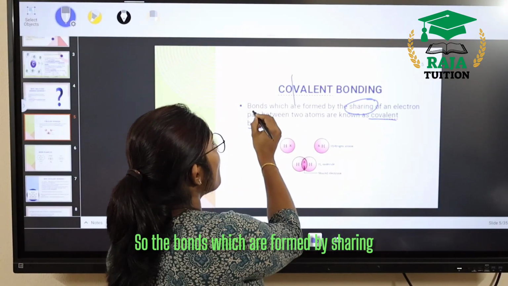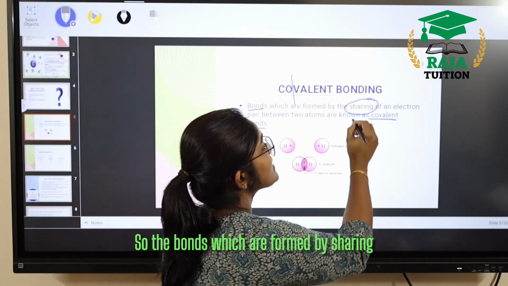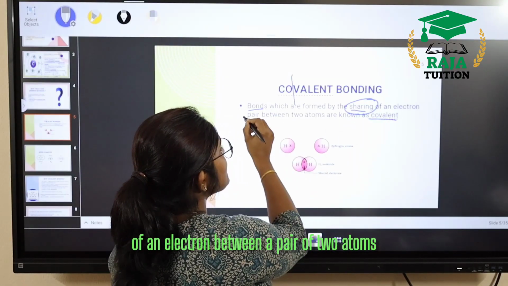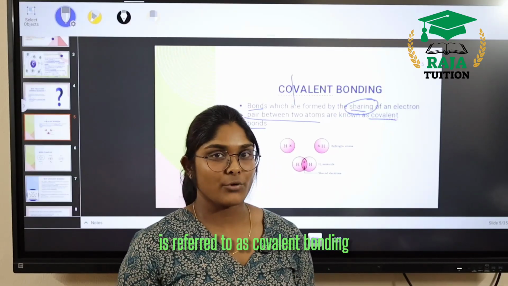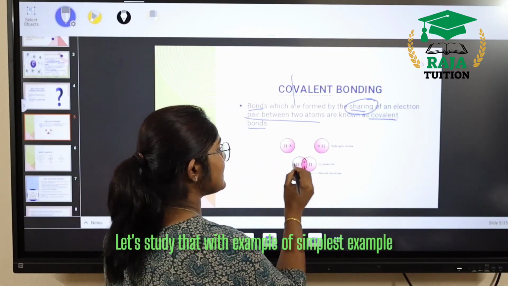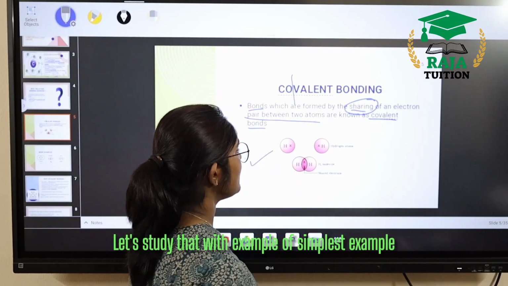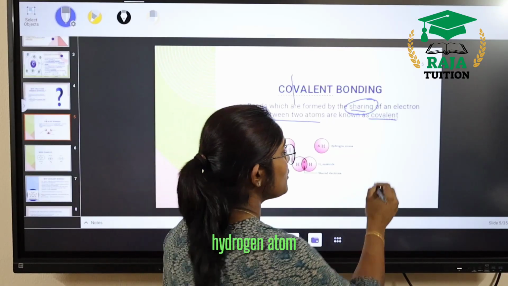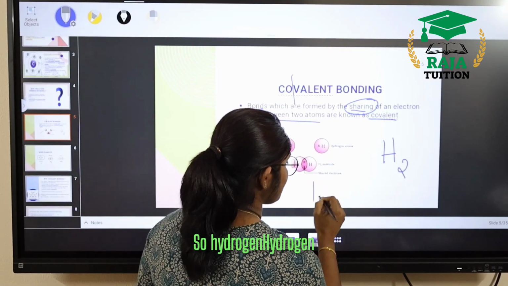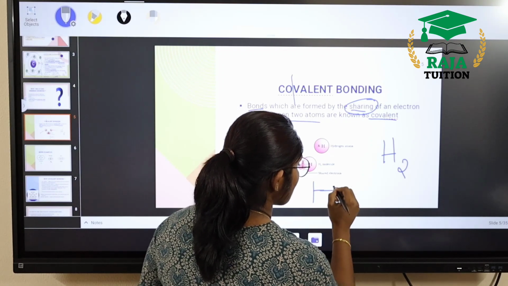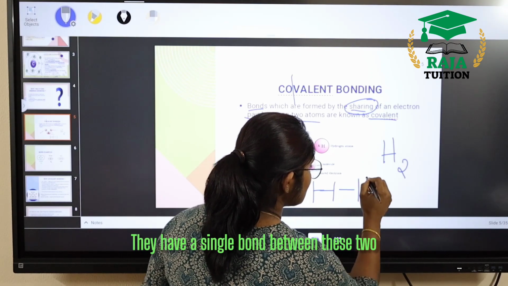So the bonds which are formed by sharing of an electron between a pair of two atoms is referred to as covalent bonding. Let's study that with the simplest example. Hydrogen atom, we know the molecule of hydrogen, how is it formed? Hydrogen, they have a single bond between these two.